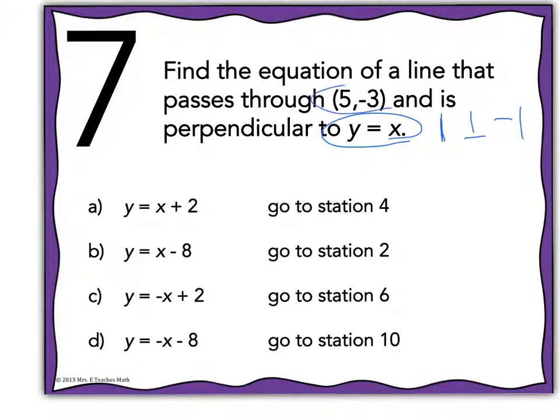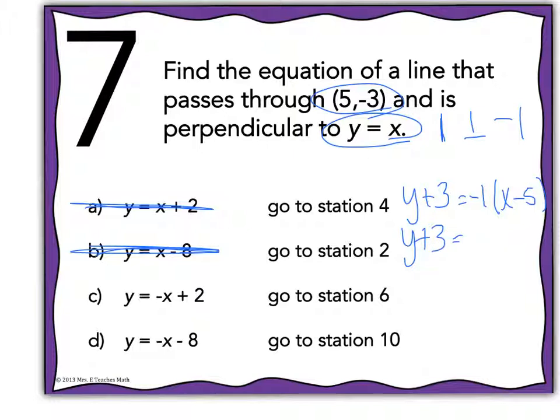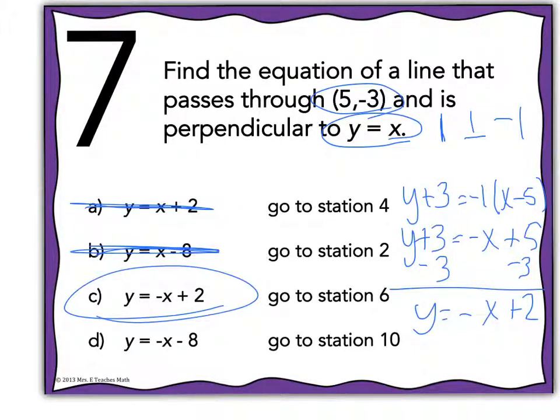And I want to pass through, let's stop and look at our slope. So that's positive, so I can throw A and B out immediately. Let's see which one of these two that I have left goes through the proper point. So y plus 3 equals -1, x minus 5. Plus 2. So that would be C for the right choice there.